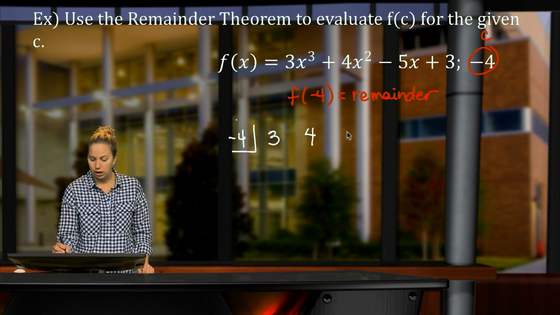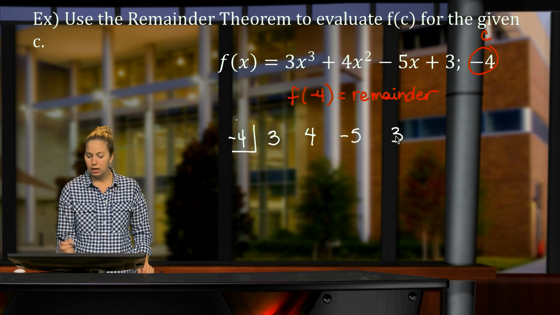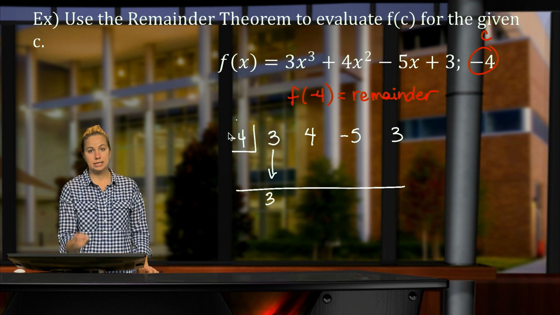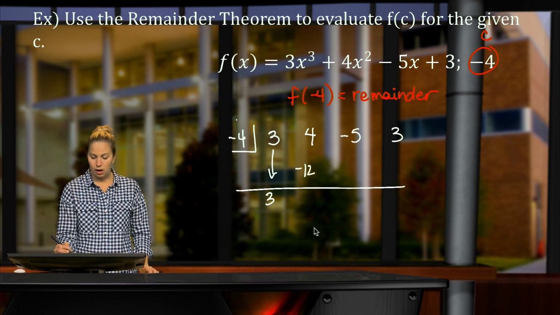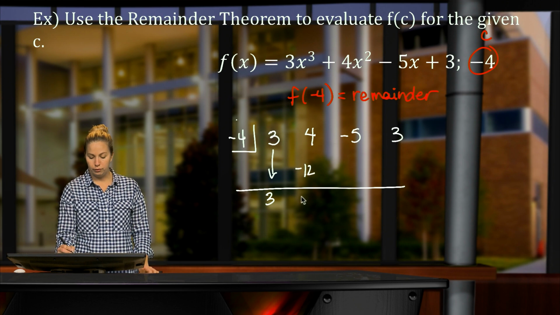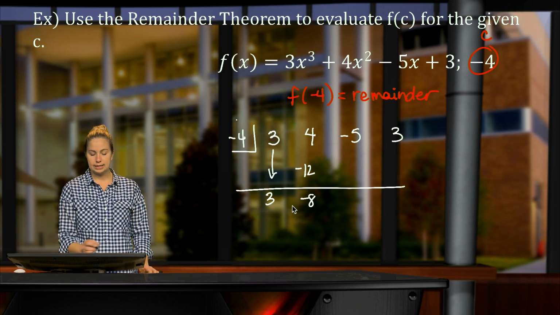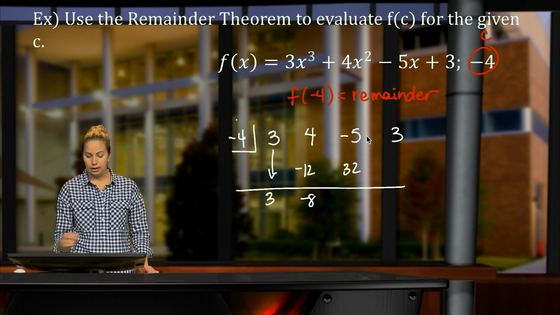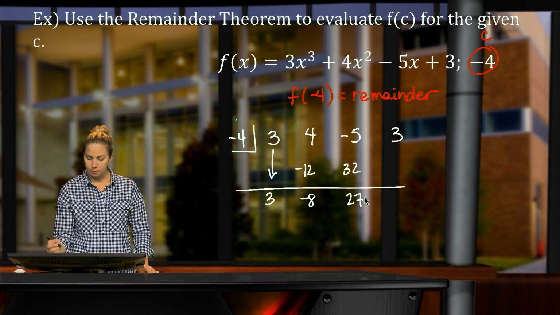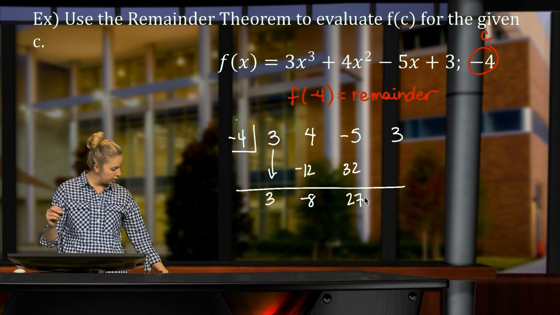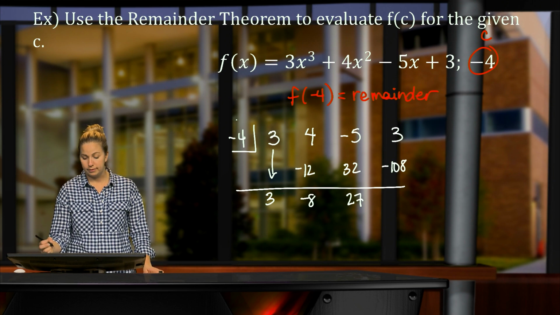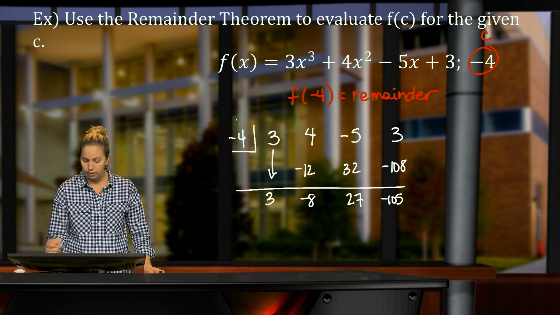3, 4, negative 5, 3. If I needed a placeholder, I would have used one. We bring down the first coefficient. 3 times negative 4, negative 12. 4 plus negative 12, negative 8. Negative 8 times negative 4, positive 32. 32 plus negative 5 is 27. 27 times negative 4, negative 108. And negative 108 plus 3 is negative 105.